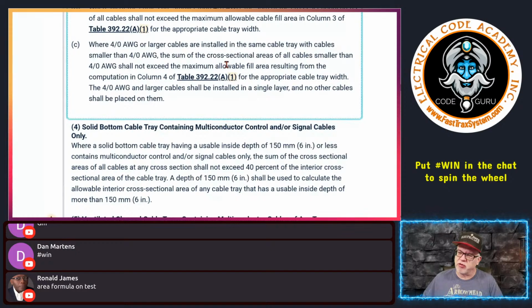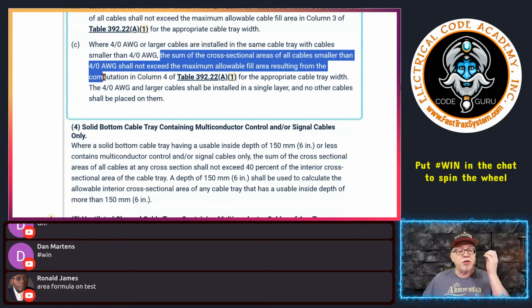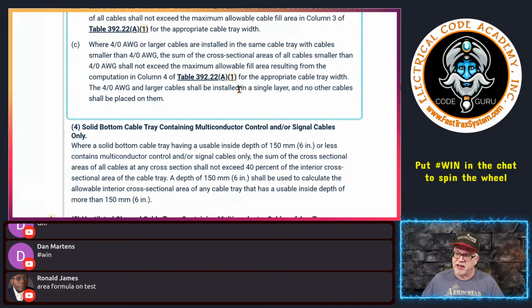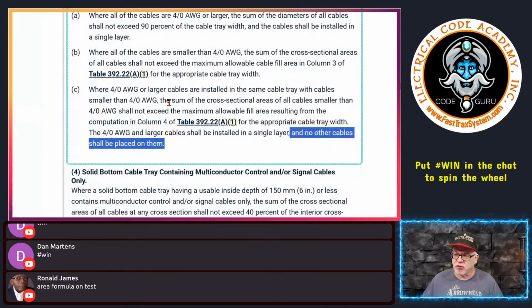And so here's what it tells you. It says where they're 4/0 and larger, installed in the same tray with cables that are smaller than 4/0, which I wish they would say 3/0 and less. It says the sum of the cross-section area of the cables smaller than 4/0 shall not exceed the maximum allowable fill area resulting from the computation in column 4 of 392.22(A)(1) for the appropriate cable tray width. It says the 4/0 and larger cables shall be installed in a single layer and no other cable shall be placed on them, okay? We've been doing this. This is not our first rodeo, okay?